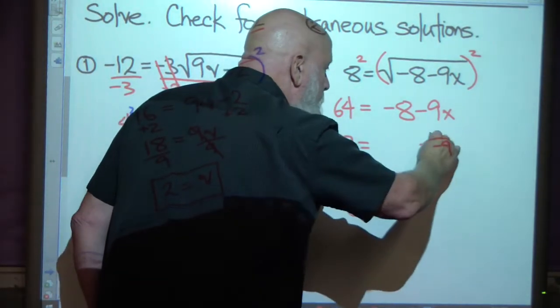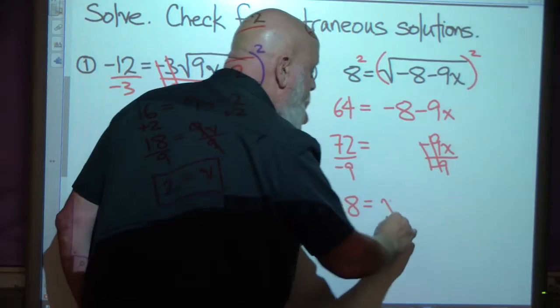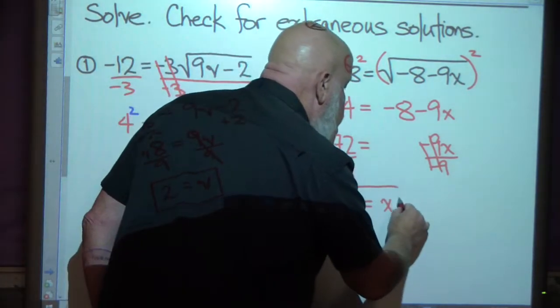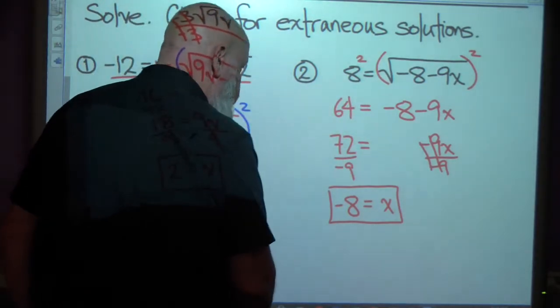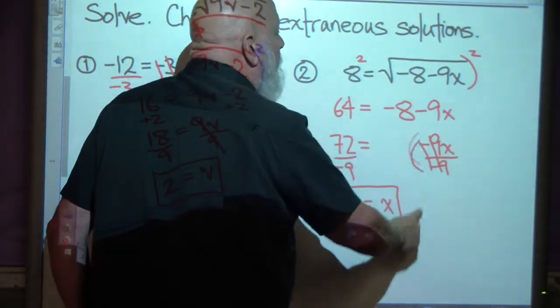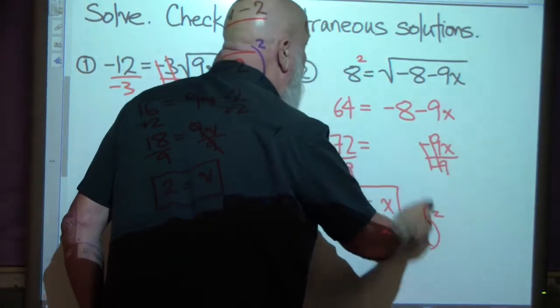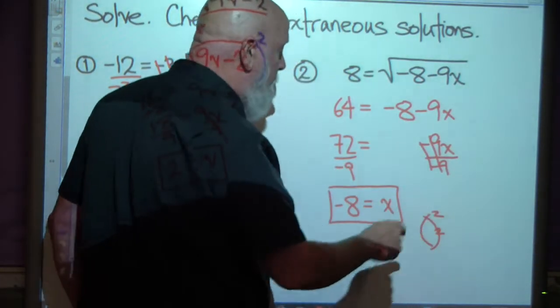And our value is x. Our variable is x. And if I haven't made any mistakes, when I plug this into the original equation, it should work. Let's get rid of this real quick. And if it doesn't work, then it's extraneous or I've made a mistake.